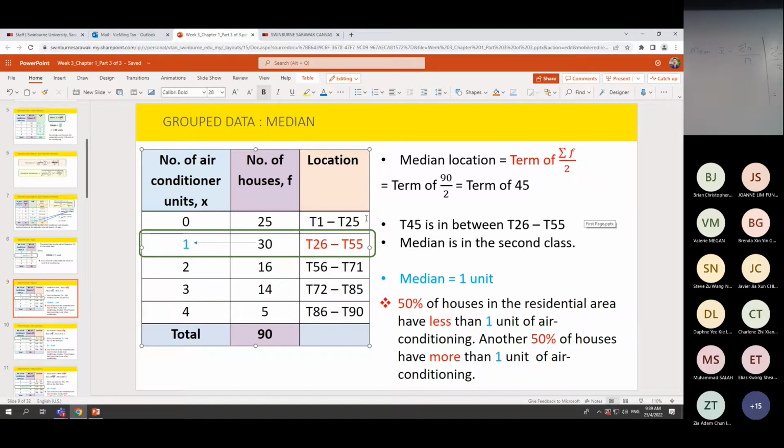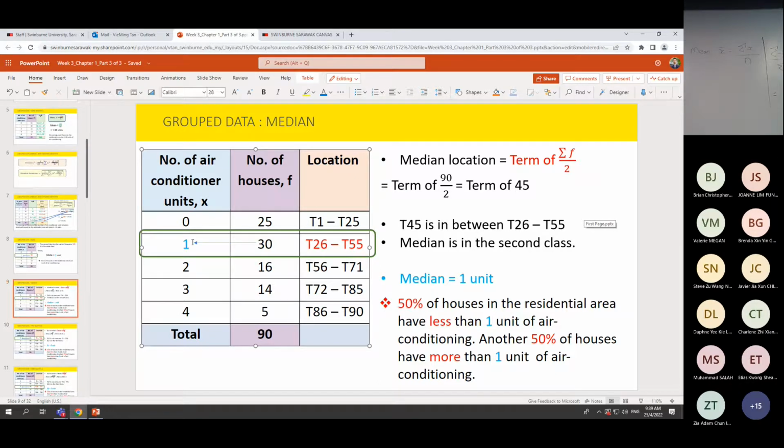T means term, right? Then for the next class, which number should we start from? We should start from 26, because after 25 should be 26. Until which term? Until term 55. How to get 55? That is 25 plus 30, you get 55. So term 26 to term 55 are under this class, and each of them has only 1 aircon at home.